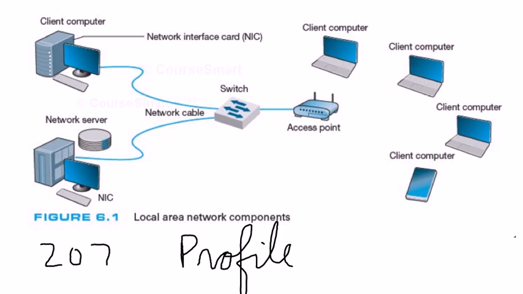Okay, and then the directories description is on page 206. And so those are two key important factors here about network operating systems that you need to keep in mind.